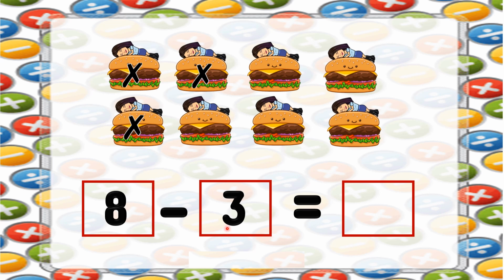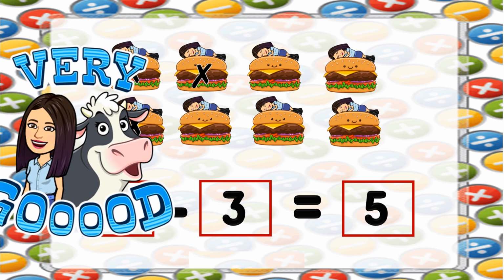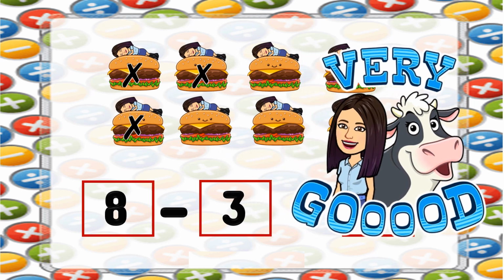And to find the difference, we're going to count the remaining objects or burgers. So let's have 1, 2, 3, 4, 5. So the remaining burgers are 5. Therefore, 8 minus 3 is equal to 5.